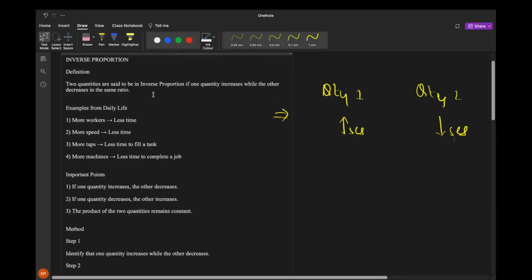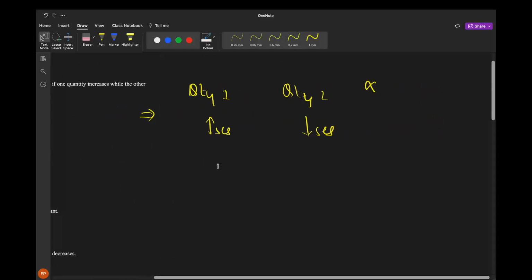Here are some examples, like more workers, less time. Suppose initially there were 3 workers completing a work in 7 hours. Suppose instead of 3 workers there are 6 workers. Then in how much time will they complete the work? Definitely the time will decrease, right? They will complete it in 3.5 hours, because workers increased but time decreased. This is what we call inverse proportion.